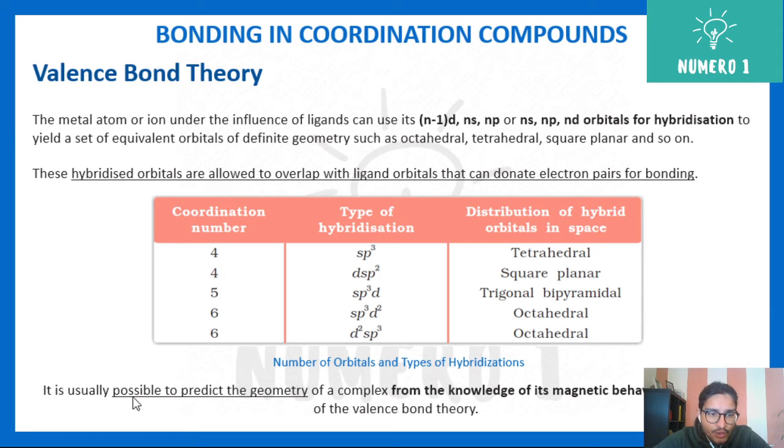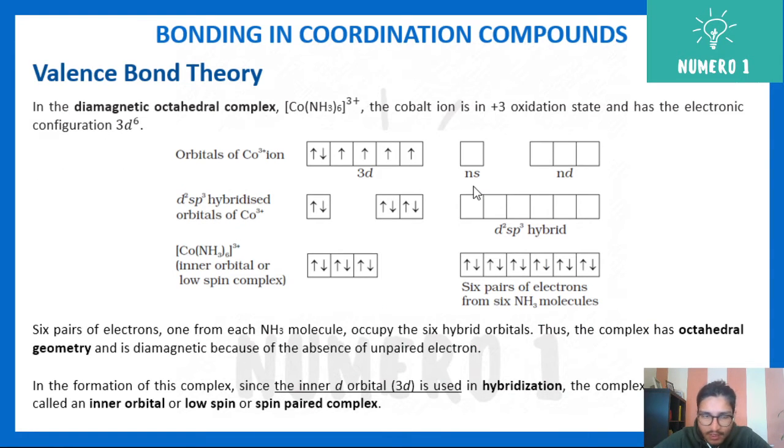Now, it is usually possible to predict the geometry of the complex from the knowledge of its magnetic behavior, on the basis of valence bond theory. So let's look into it. What does the theory say? Here we have an example of a diamagnetic octahedral complex. Diamagnetic means all the electrons are paired.